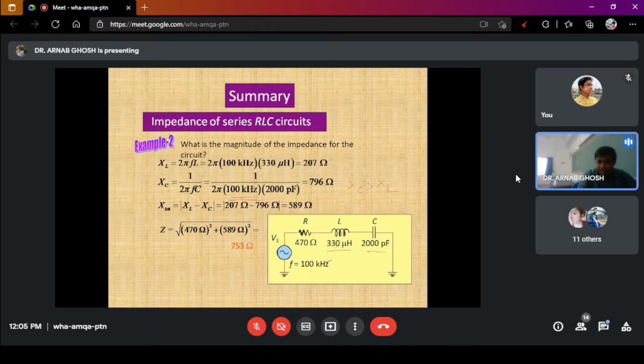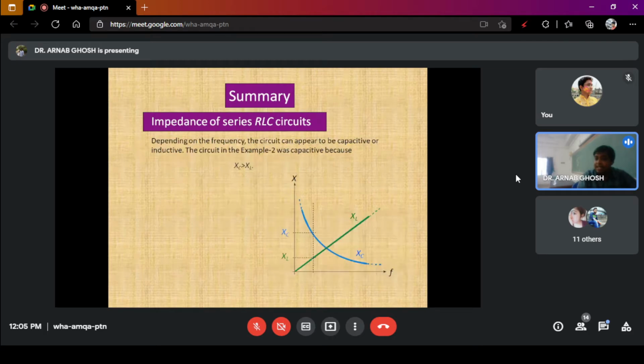So this is the graph, this is the point, this is XC, this is XL. This is the resonant frequency at this point, and the frequency is less than the resonant frequency. Why? Because your XC is greater than XL. XC is greater than XL at the condition when the frequency is less than resonant frequency.